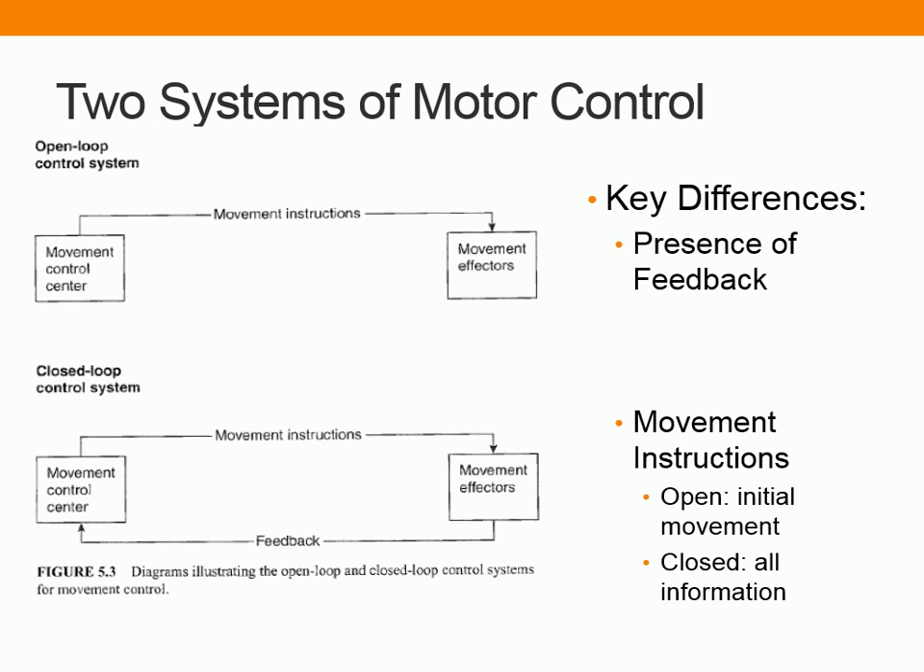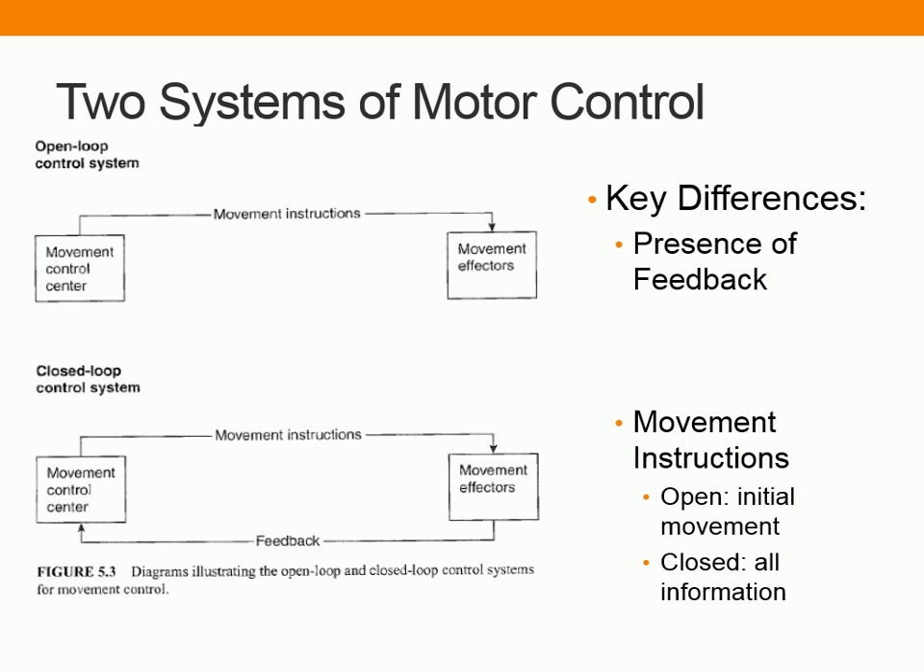So within motor control, regardless of whether we're looking at a dynamic systems theory approach or a motor control theory-based approach, we can recognize that there are two systems that control the motor system. We can look at an open loop control system and a closed loop control system. The major difference here is the presence of feedback.